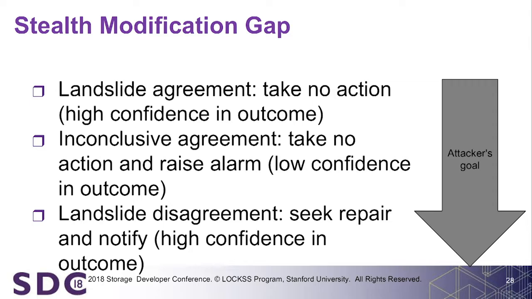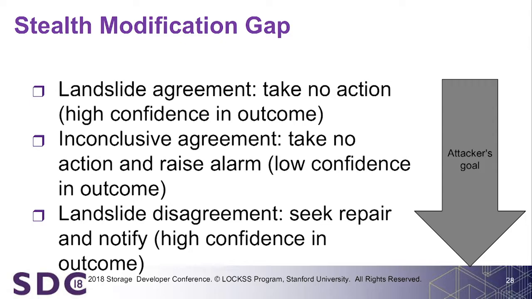So there are 3 main states in this system. What I demonstrated here was landslide agreement and landslide disagreement, right? The steady state is everybody agrees exactly on everything. The typical hiccup is one peer starts to disagree with the others, but all of the others still agree among themselves. So that's landslide disagreement.